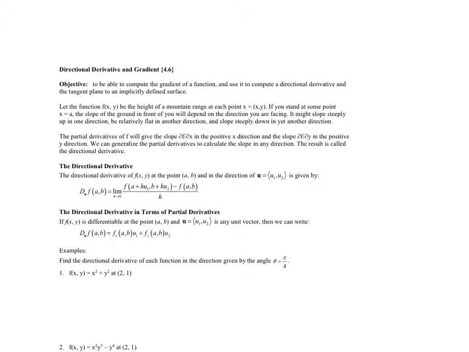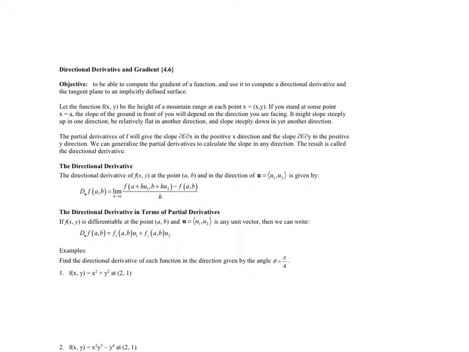All right, so function f of x comma y is the height of a mountain range at each point where x is equal to x comma y. If you stand at some point x equals a, the slope of the ground in front of you will depend on the direction in which you're facing. That's what I was talking about before. So you're walking up Breakneck Mountain, you're taking the easy path or you're going up the cliff. The path that you're taking will impact the gradient. It might slope steeply up in one direction, be relatively flat in another, and slope steeply down in yet another direction.